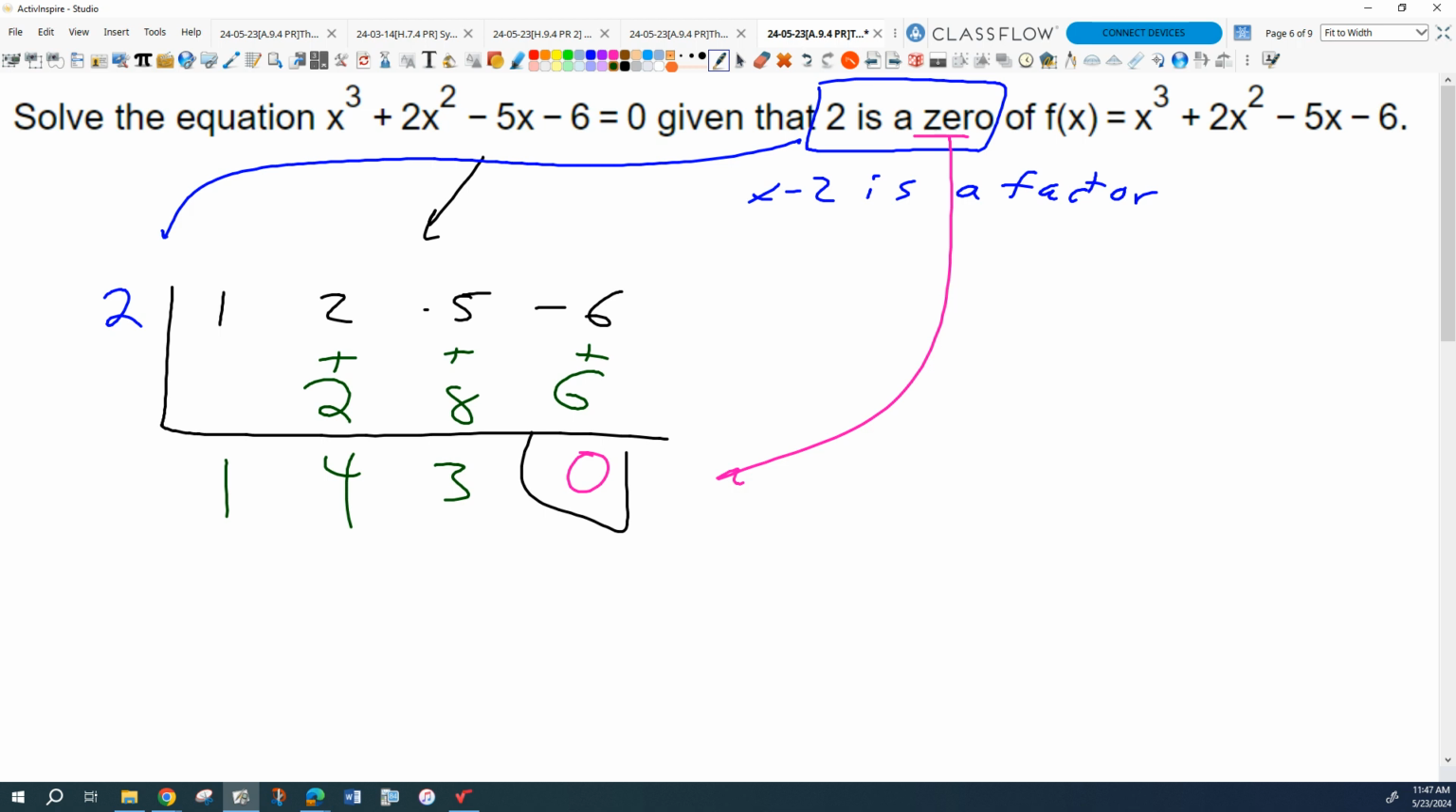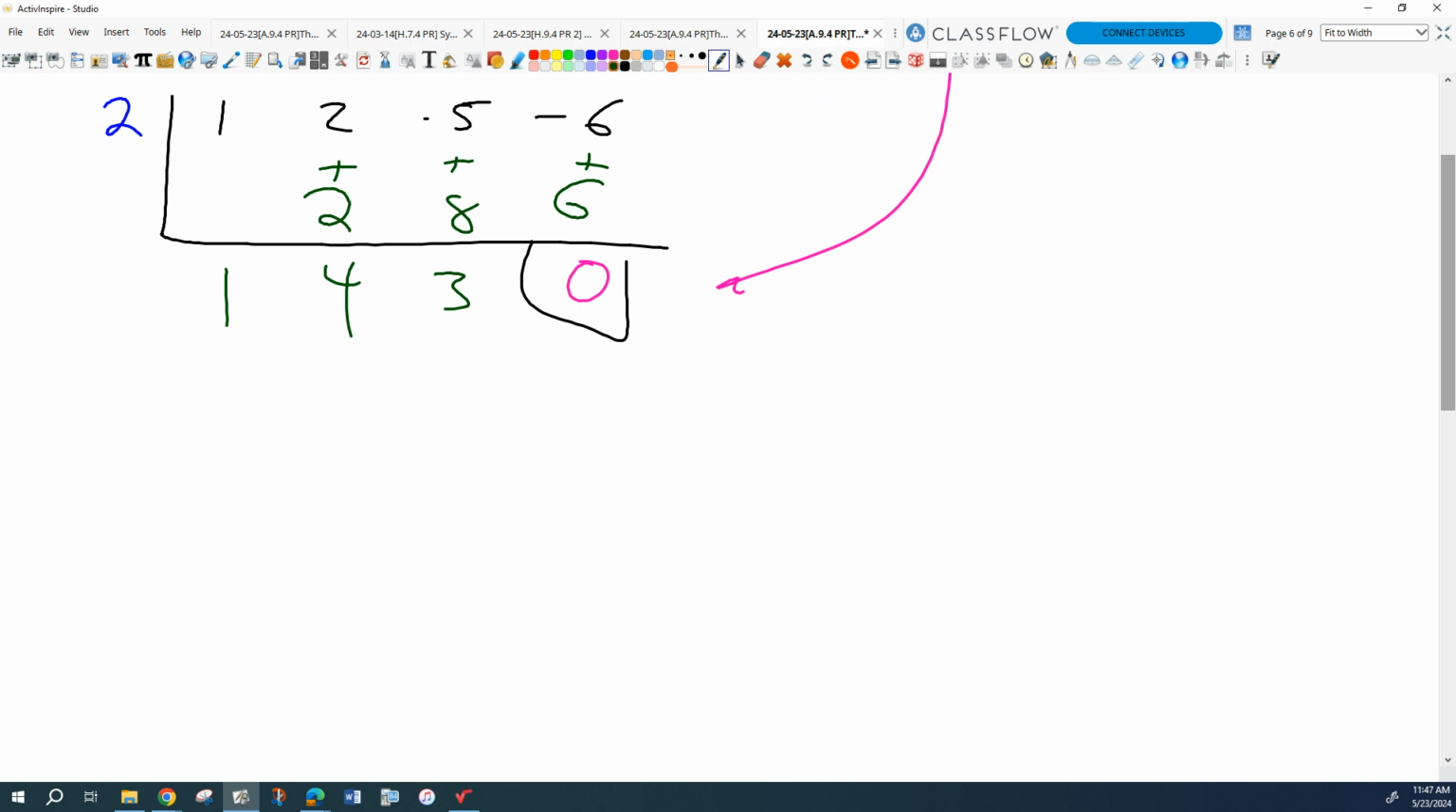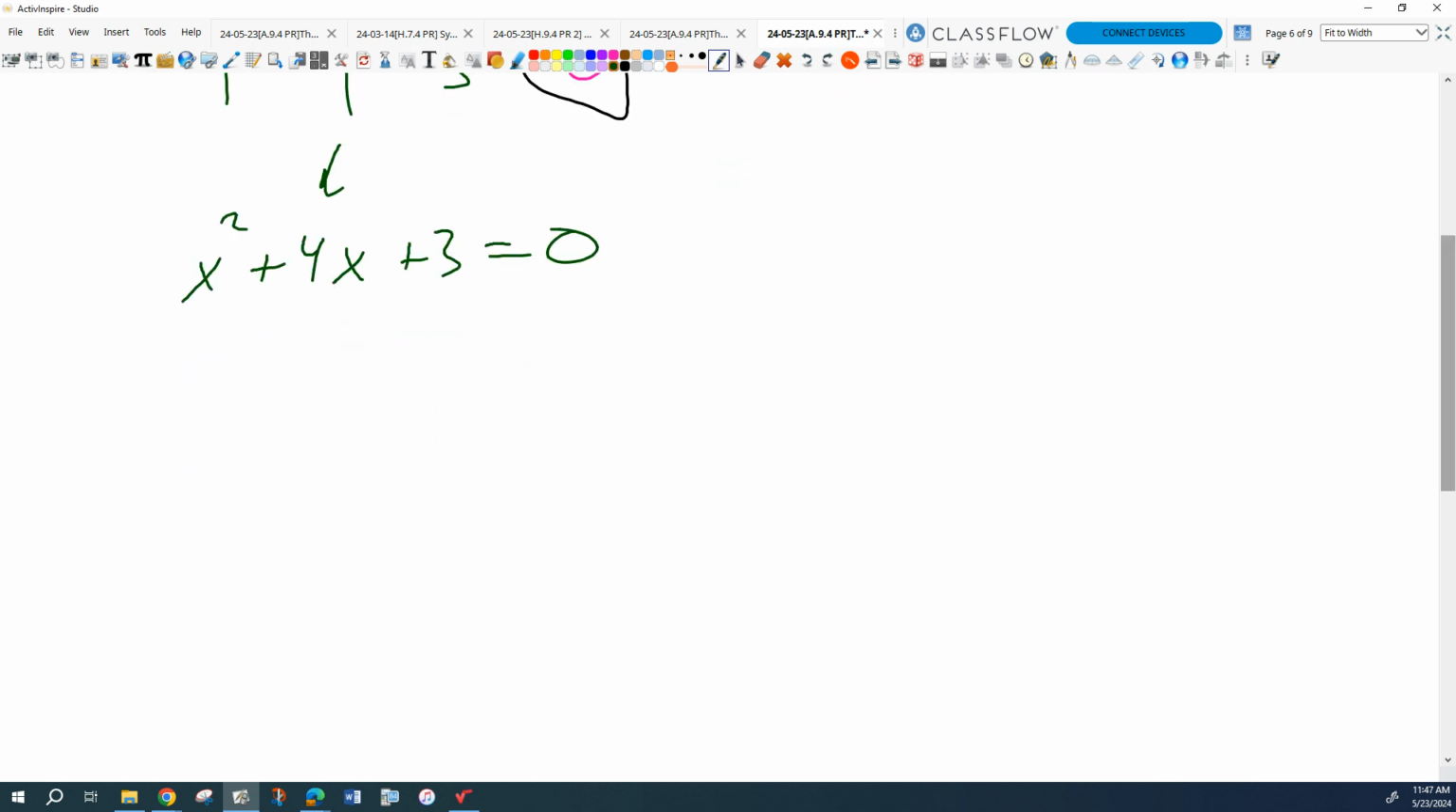I'm just going to set that equal to 0 and solve, because that's what's left behind if I divide my original polynomial by x minus 2, right? So then we just get x squared plus 4x plus 3 equals 0. And that one factors, doesn't it? x plus 3 times x plus 1 equals 0. So what are my solutions?